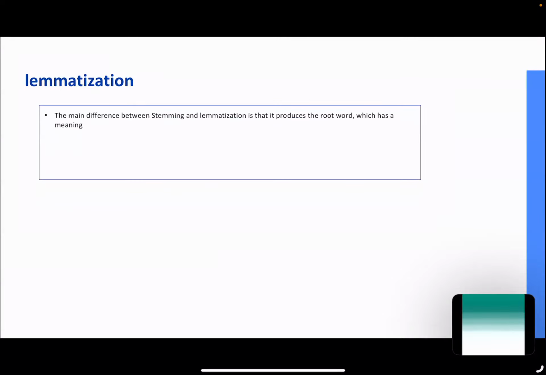Lemmatization is similar, as we saw in the previous slide. But the difference between stemming and lemmatization is that in stemming we are not considering the meaning of the word, but in the process of lemmatization, it will also consider the meaning of the word in the sentence, in the context that we are working on, that is, the relationship meaning of that word.